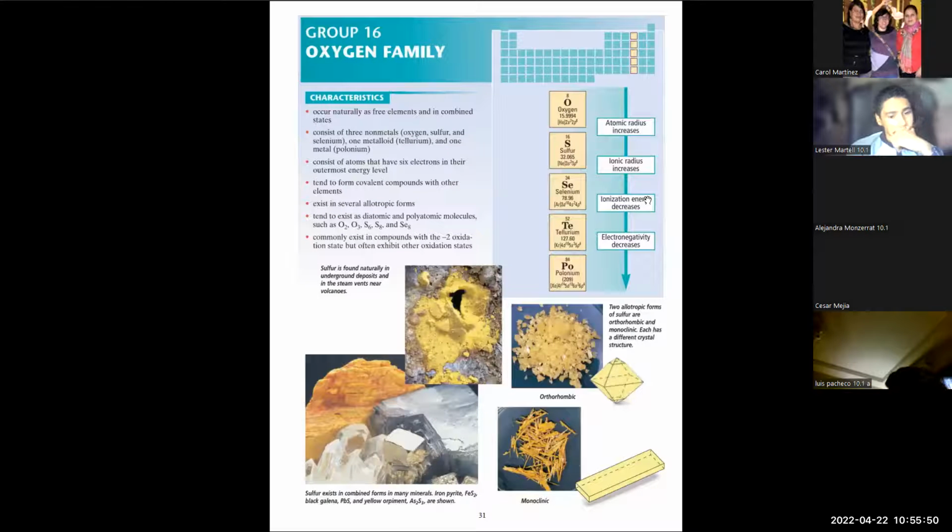Then we have the oxygen family. Of course, the oxygen family is going to include oxygen, okay? And it is the family or group number 16. It contains the elements oxygen, sulfur, selenium, tellurium, and polonium.